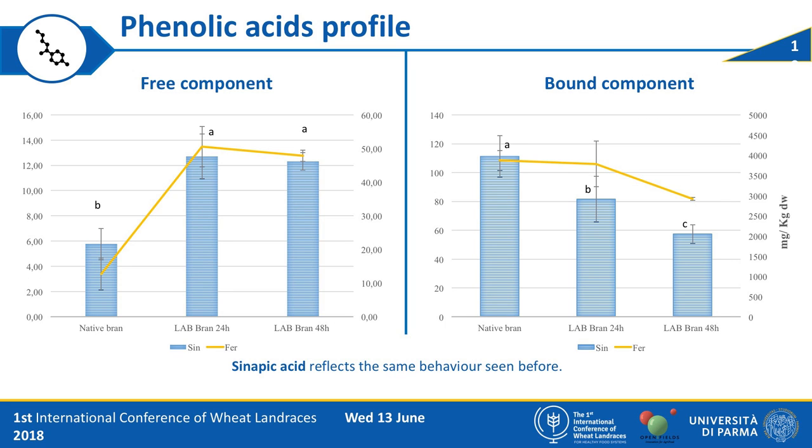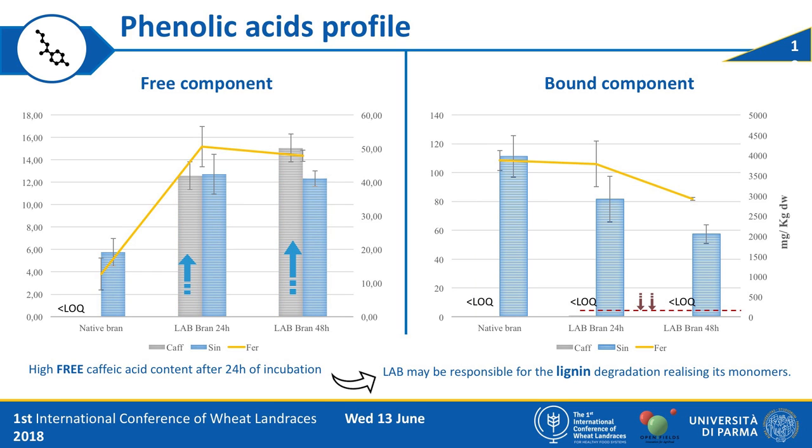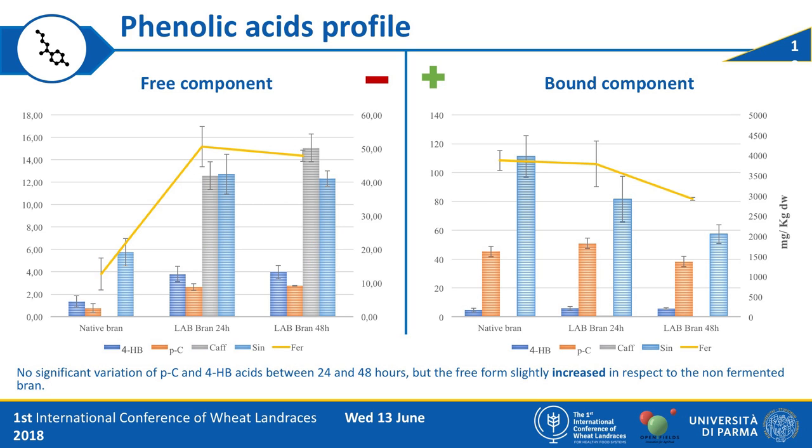The same was for the sinapic acids, but more interesting is the case of the caffeic acid. In fact, a high free component of the caffeic acid was found after 24 hours of fermentation, but the bound component of caffeic acid was quantified below the limit of quantification. So this indicates that lactic acid bacteria may be responsible for the lignin degradation and thus release the monomers, in this case the caffeic acids. Finally, the whole picture of the five principal phenolic acids quantified in the matrix, adding the p-coumaric and the hydroxybenzoic acids.